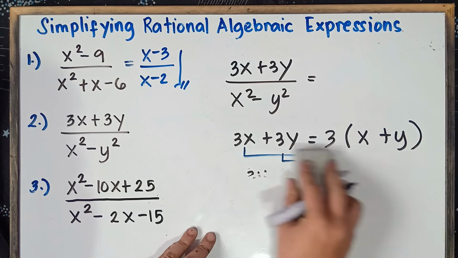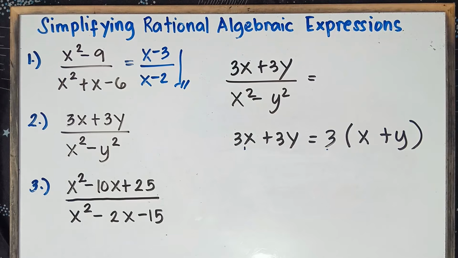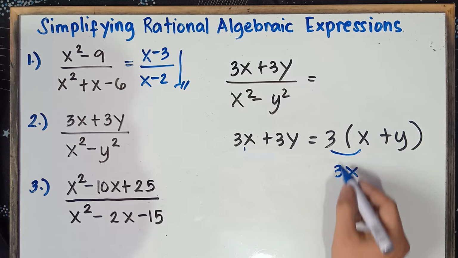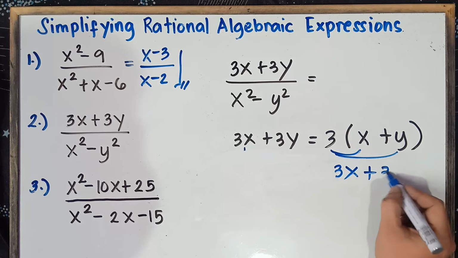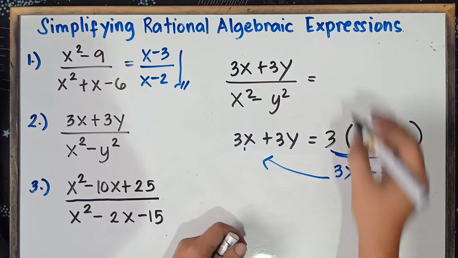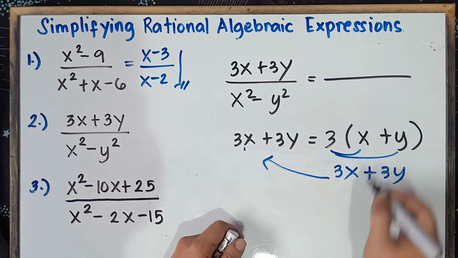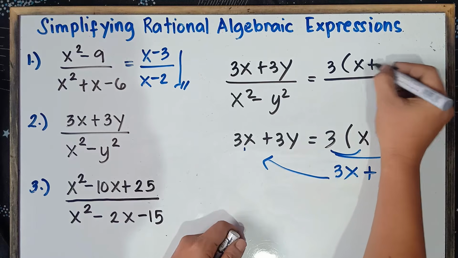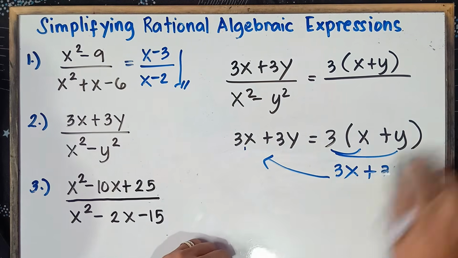Alright, so once again, class, you can always double check if you factored it out correctly by the distributive property. So, 3 times x, that would be 3x. 3 times y, that would be positive 3y. Yep, you will have the same answer, so you factored it out correctly. Our answer for the numerator is 3, open parentheses, x plus y, close parentheses.